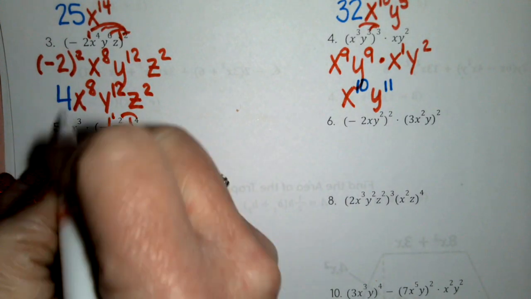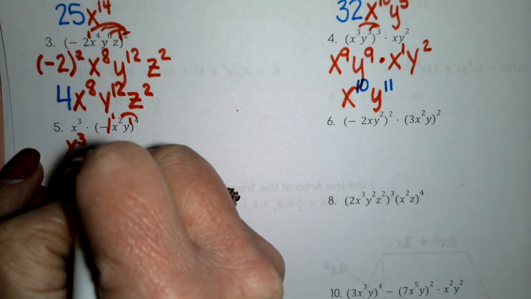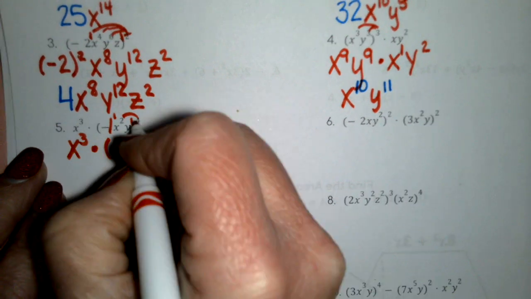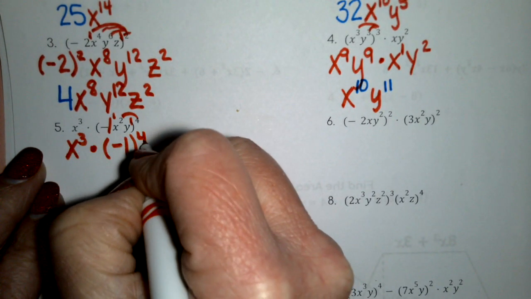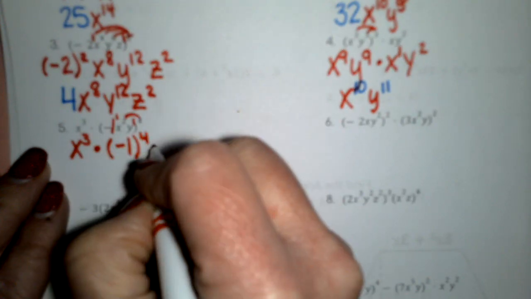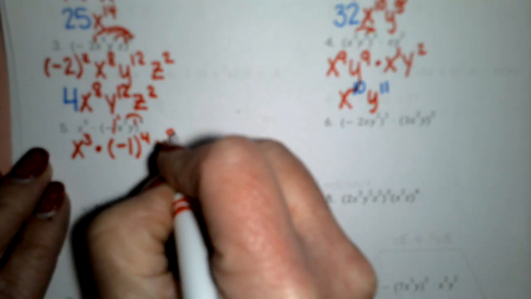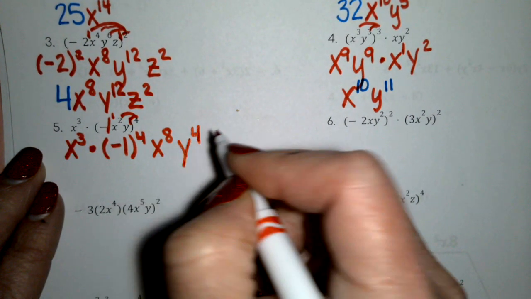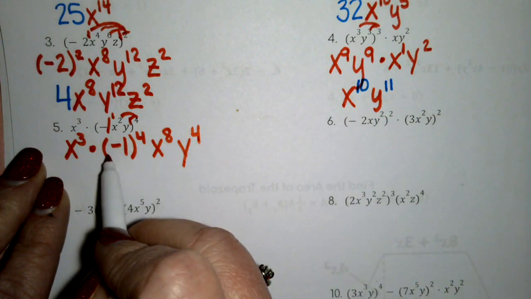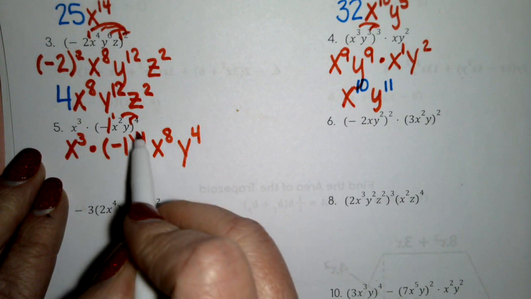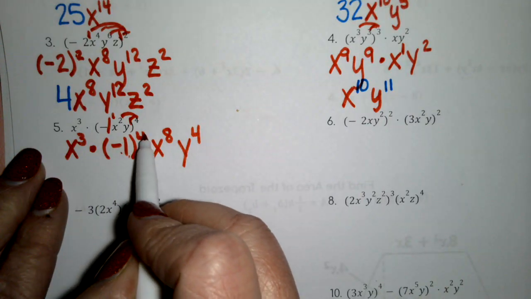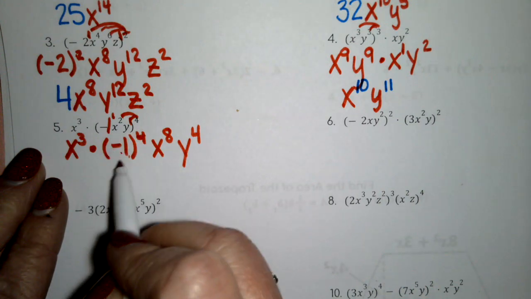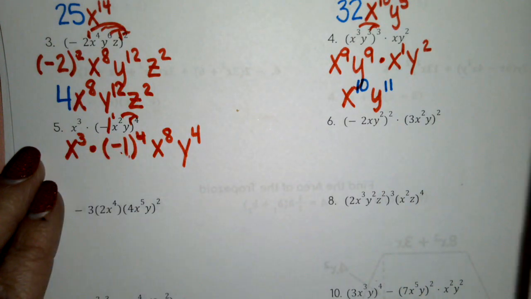So I'm going to drop down my x cubed times, my -1 goes in parentheses. And then 4 times 1 is 4. 4 times x squared is x to the 8th. And then 4 times 1 is 4. Now we take care of our numbers, our coefficients first. So -1 to the 4th, you got to put that in parentheses when you type that in your calculator or it's going to mess you up. And that's going to give you a +1.